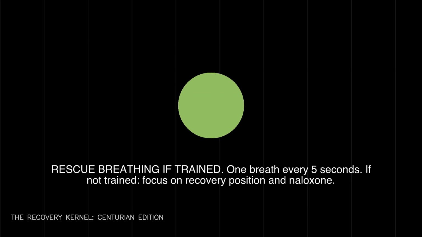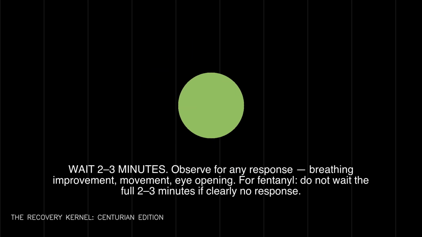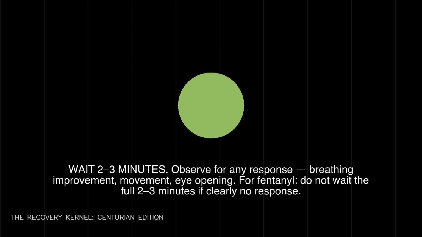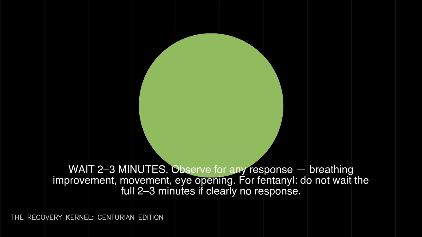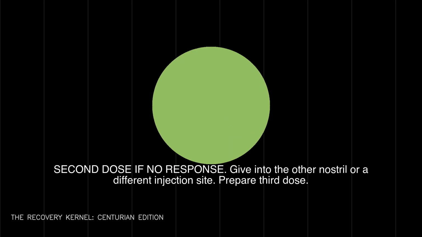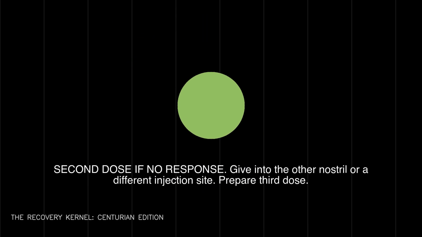For fentanyl, do not wait the full 2 to 3 minutes if clearly no response. Second dose if no response. Give into the other nostril or a different injection site. Prepare third dose. Continue until breathing normalizes or services arrive. Up to 4+ doses may be needed for high-potency fentanyl.